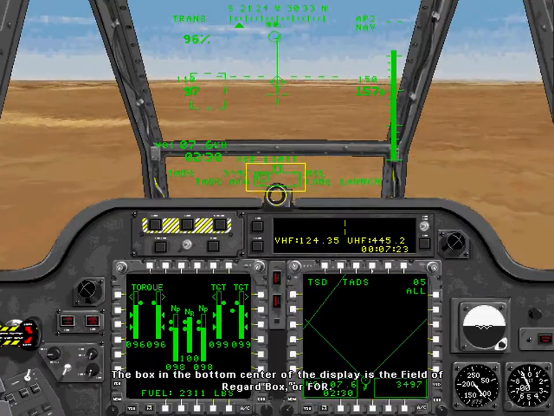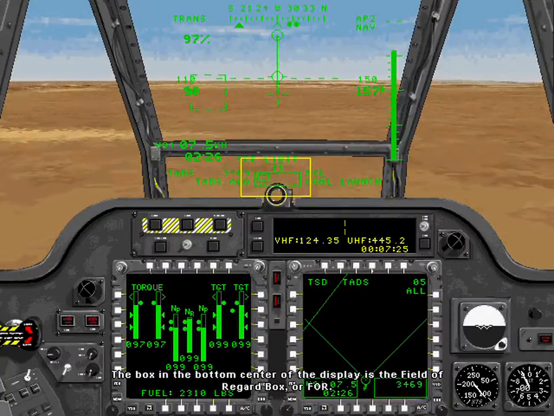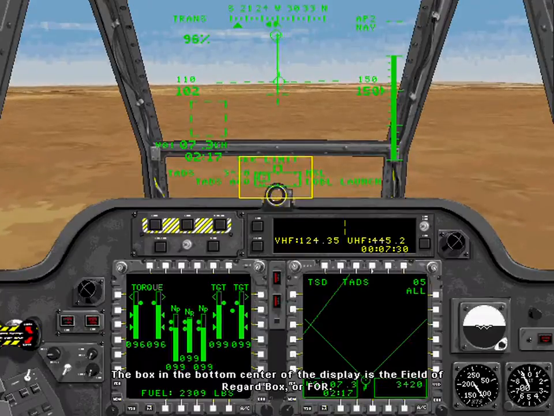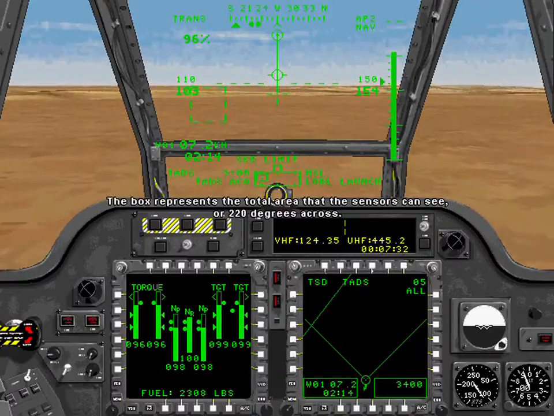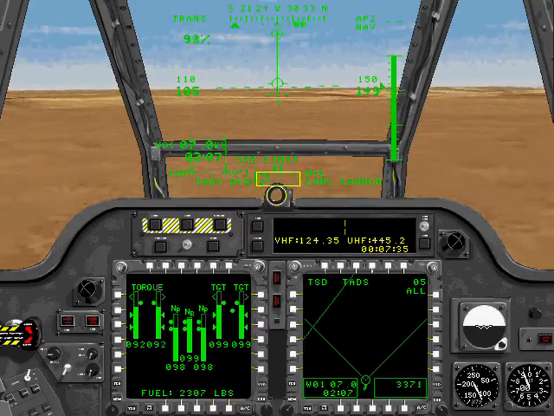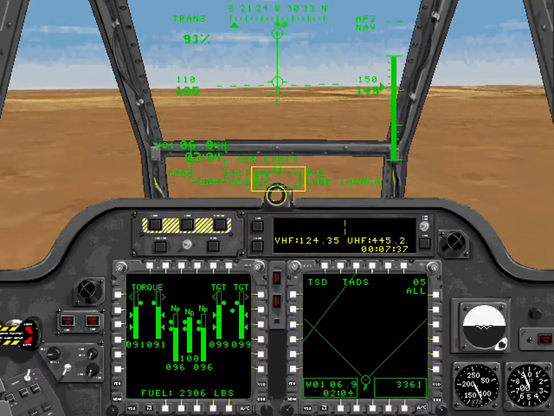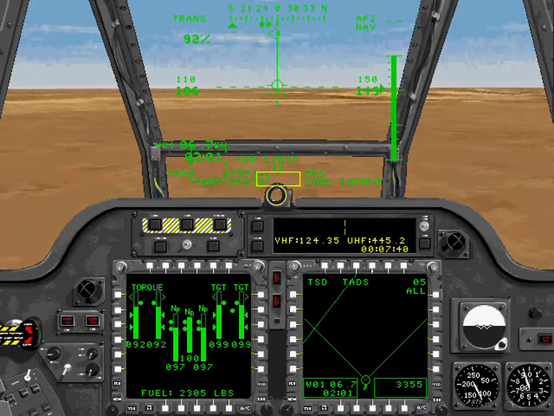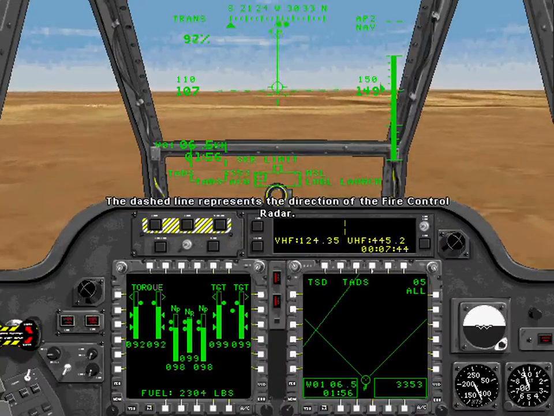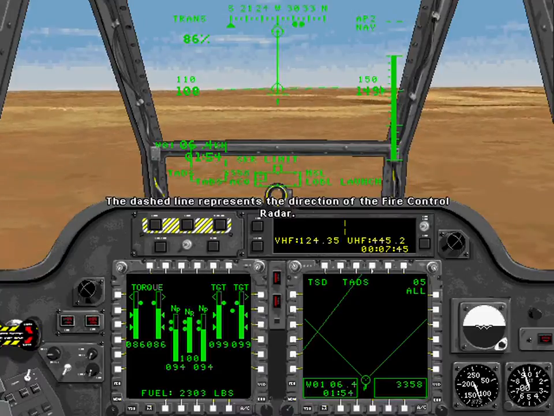The box in the bottom center of the display is the field of regard box, or FOR. The box represents the total area that the sensors can see, or 220 degrees across. The small box in the field of regard represents the TADS field of view. The dashed line represents the direction of the fire control radar.